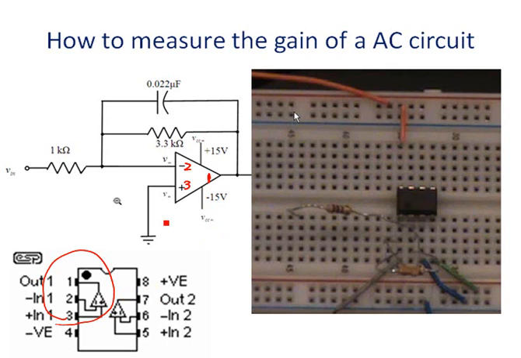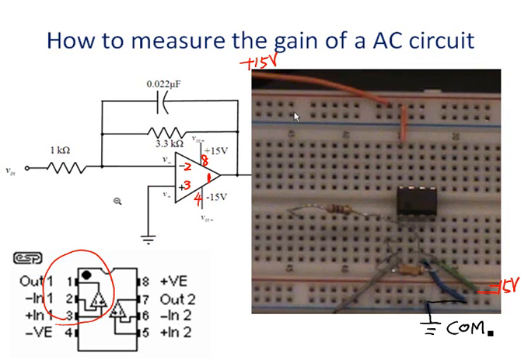Notice the TL072 has to be powered with positive 15 and negative 15 volt power supplies. So pin 8 should be connected to positive 15 volts. Pin 4 should be connected to negative 15 volts. And common ground should be connected to pin 3. That is the blue wire in the circuit. So it should be grounded here.